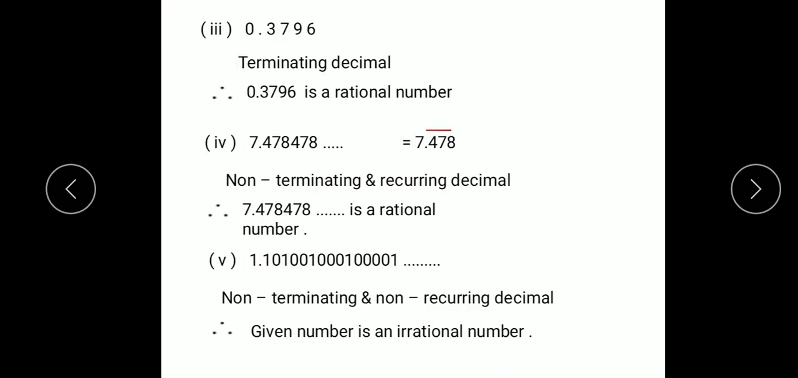Here, to find whether it is a rational or irrational number, we have used the concept of decimal expansion of rational and irrational numbers. With this, we have completed our exercise 1.3. Do maintain a proper record of exercise 1.3 in your notebook.